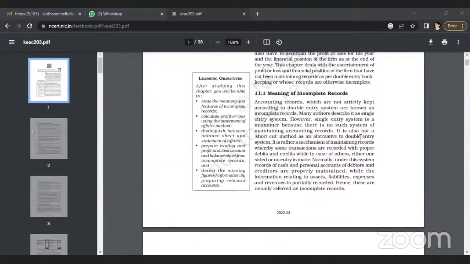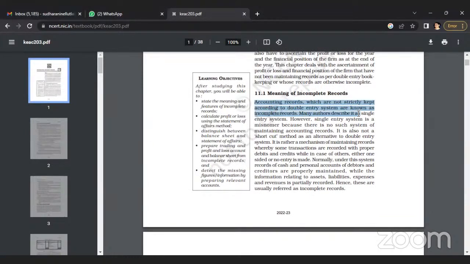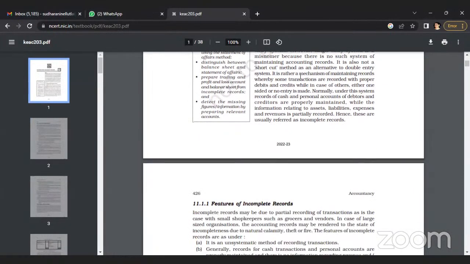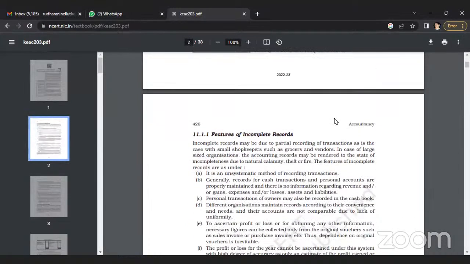If you look into the meaning of incomplete records, accounting records which are not strictly kept according to the double entry system are known as incomplete records. So we can also call them a single entry system. They don't maintain any records as per the double entry system.